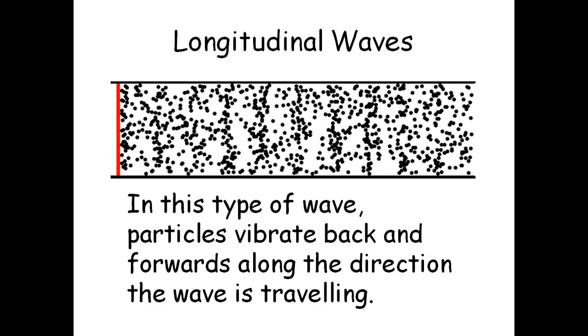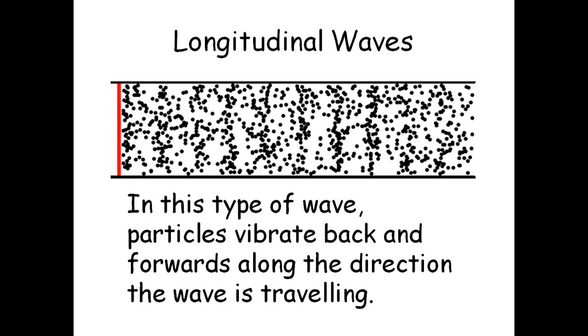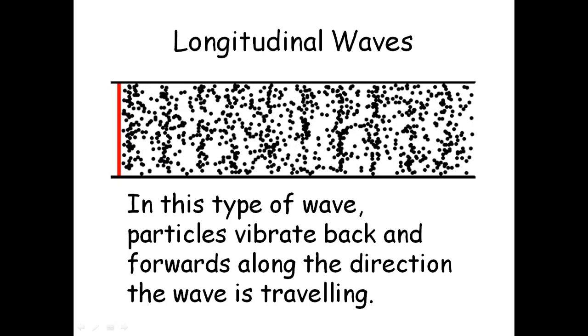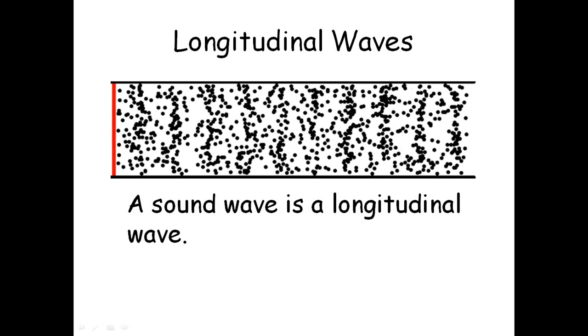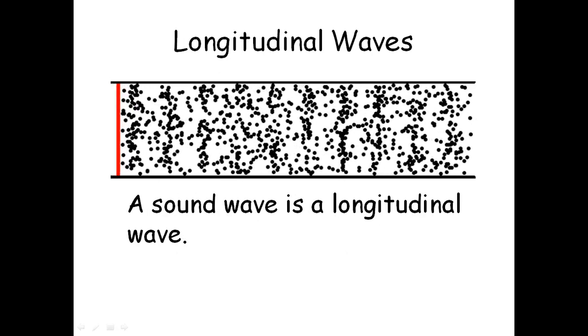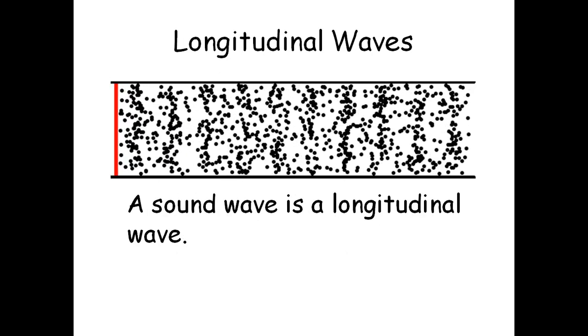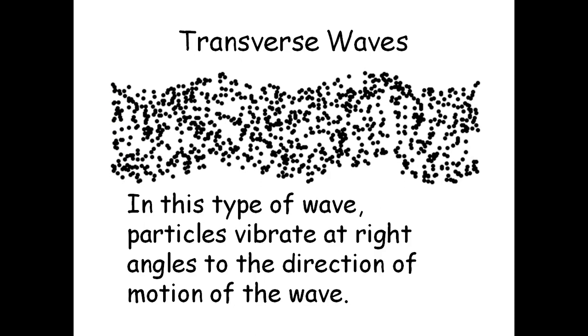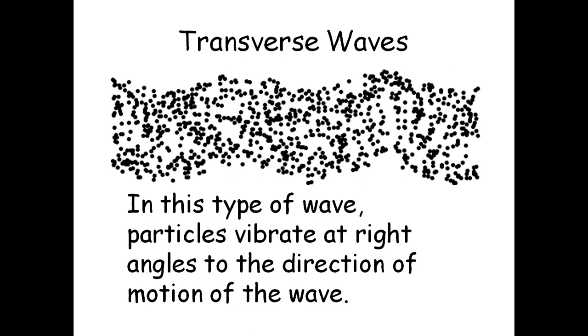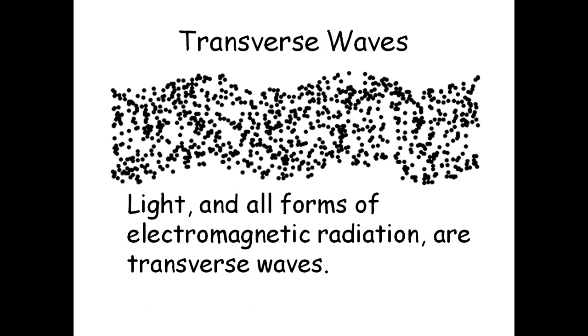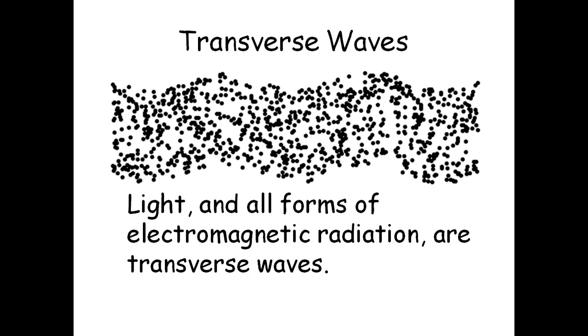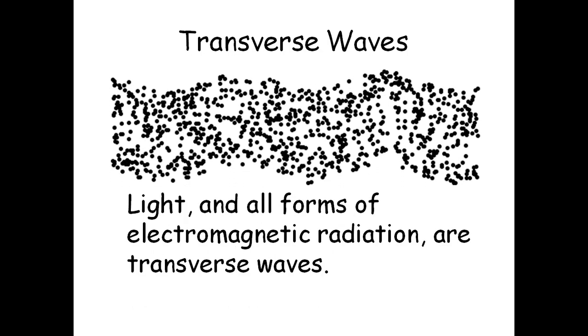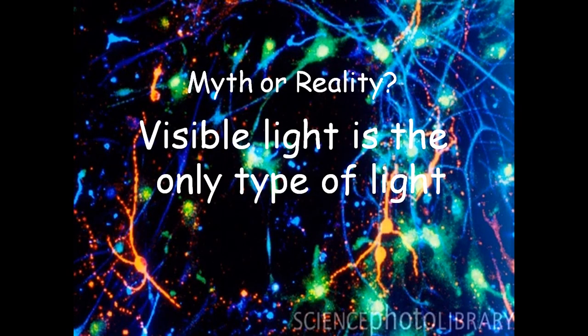Longitudinal wave. In this type of wave, particles vibrate back and forwards along the direction the wave is traveling. Sound wave is a longitudinal wave. Transverse wave. In this type of wave, particles vibrate at right angles to the direction of motion of the wave. Light and all forms of electromagnetic radiation are transverse waves.